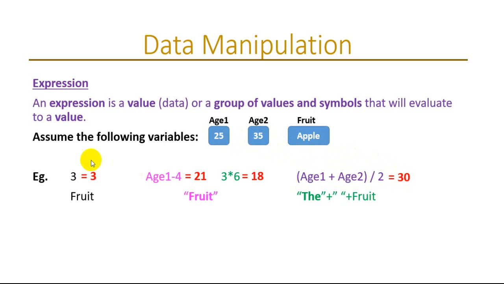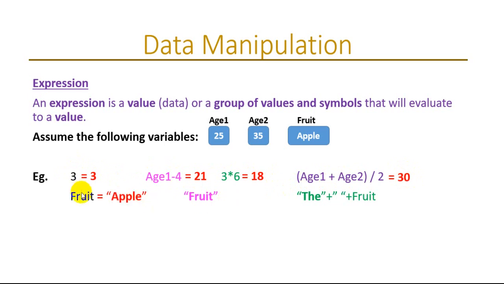Now all these expressions in the first line are called numeric expressions because they are all dealing with numeric variables or numeric constants. If you look at any of these, it is just a numeric variable and numeric constant. So it evaluates to different values: 3, 21, 18 and 30.